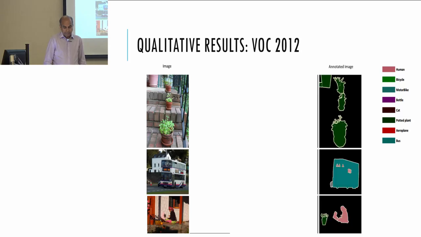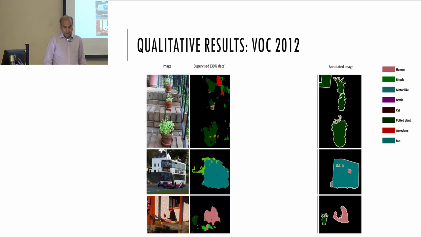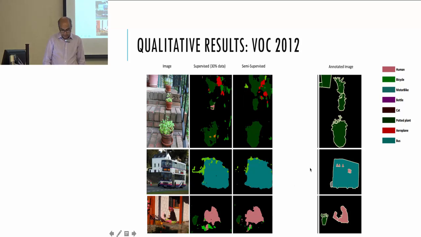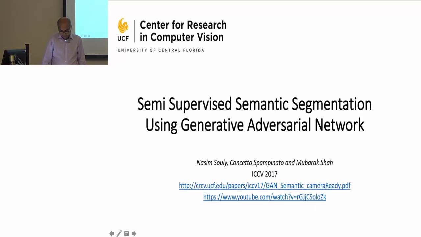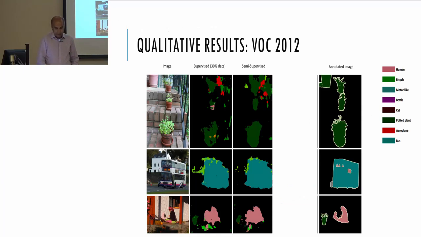Images are like this. This is the ground truth, and this is the supervised data, and here we are using only 30% of supervised data. Now when we add semi-supervised, we can improve results, which is much better compared to the fully supervised. As you see, we have fewer errors compared to the ground truth.